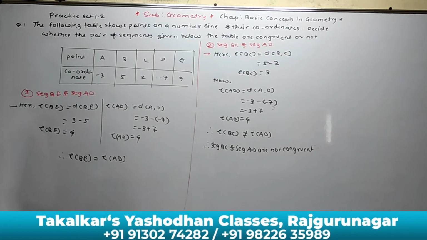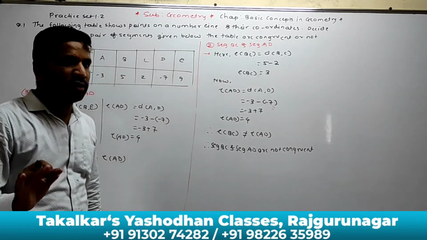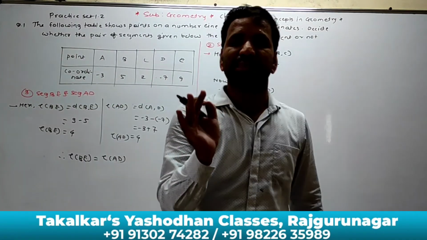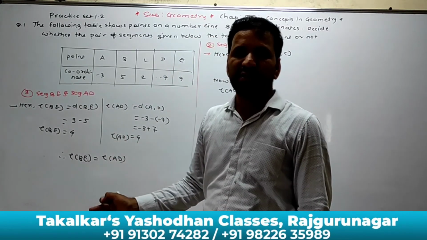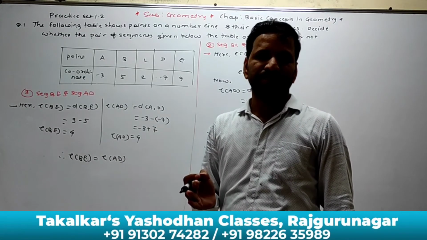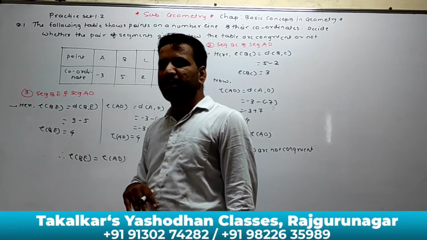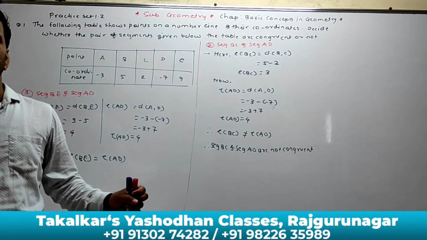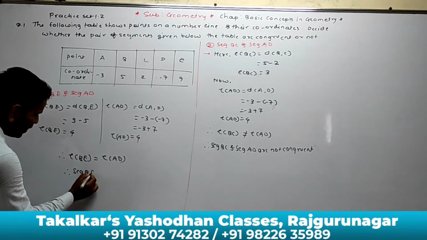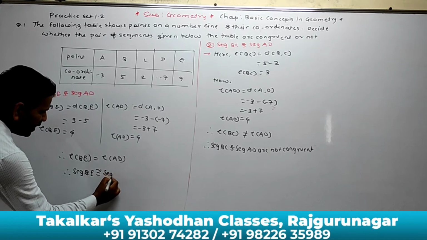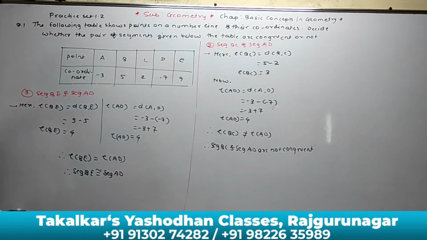Concentrate here. Lengths of these two segments are equal. That is why they should be congruent segments. हेच आपल्याला शोधायचं होतं. If the lengths are equal, then the segments will be congruent. Otherwise, they will not be congruent. So we can say that here segment BE will be congruent with segment AD.